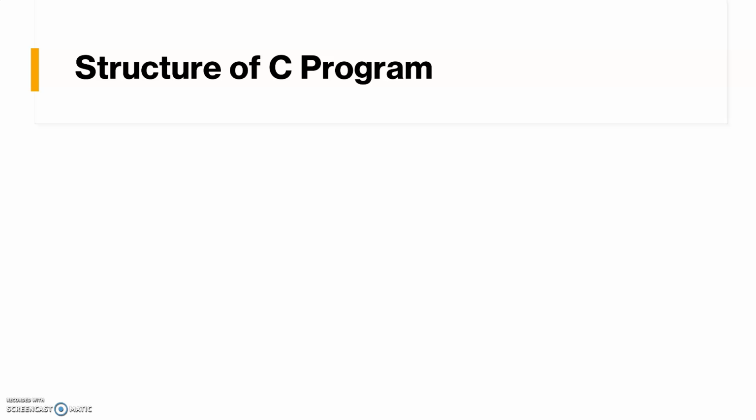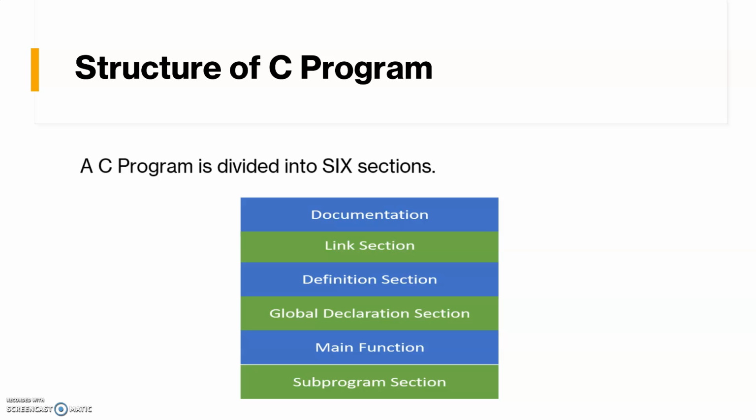Whenever you write your C program, you need to follow this structure, and most of the things here are optional. If there is any compulsory part, I'll tell you what is required. The structure of the C program includes 6 sections: the documentation section, link section, definition section, global variable declaration section, main function, and subprogram section.